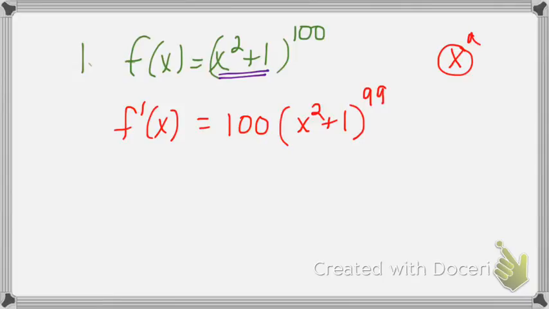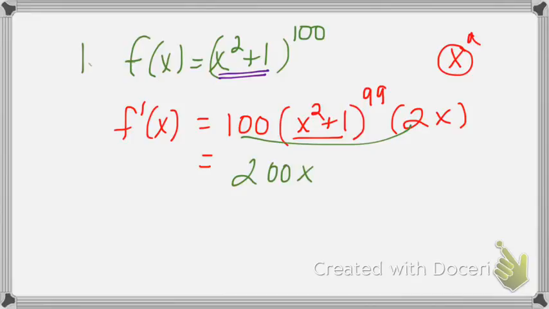So this is the first part where it says the derivative of f. Then I multiply by the derivative of g, and the derivative of g is the derivative of whatever was inside the parentheses, and that would be 2x. I do want you to go ahead and multiply here the 100 and the 2x, so you get 200x, and then x squared plus 1 to the 99. So basically I used the power rule at first, and then I multiplied by the derivative of whatever was inside.